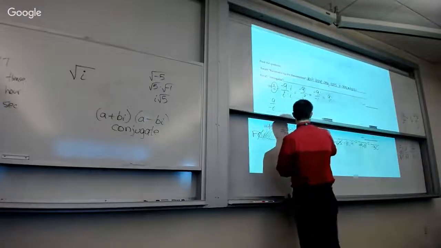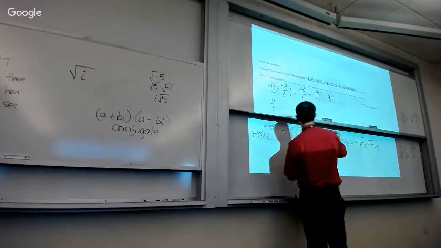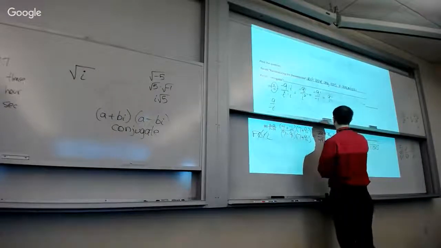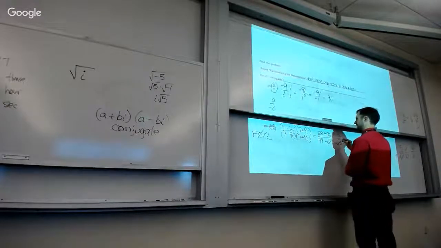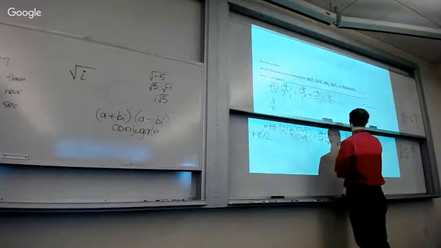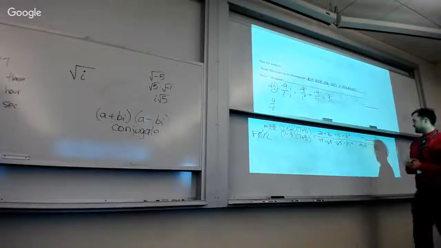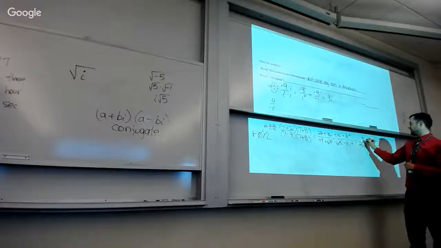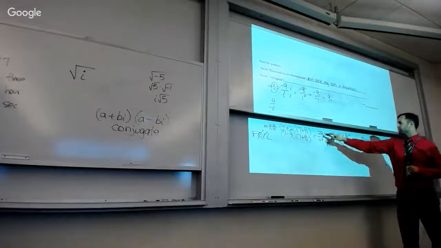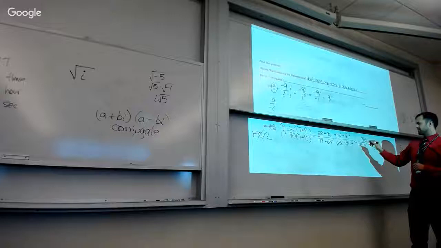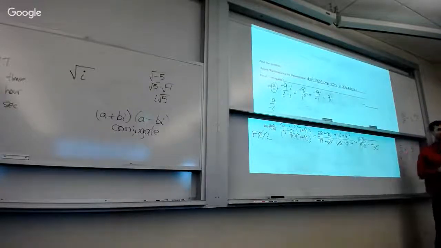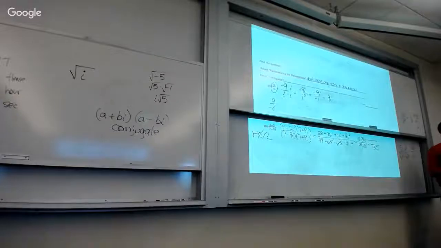So let's see here. First, 28, outer, 36i, inner, 14i, last, 18i squared. And so our i terms do combine into 50i. And then 28 minus 18. Yeah, 28 minus 18 is 10. Did anyone else get 10 plus 50i? Did you guys? Oh, good.